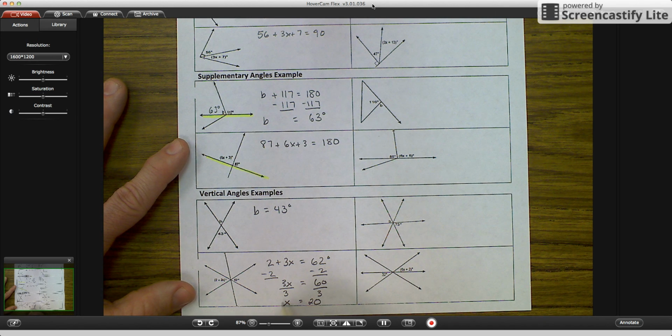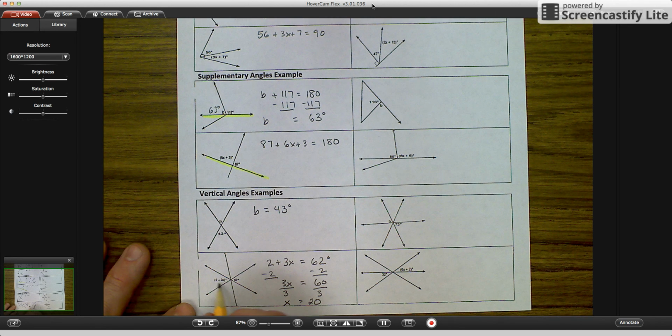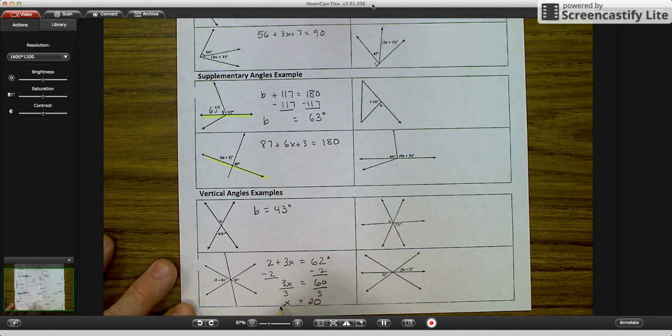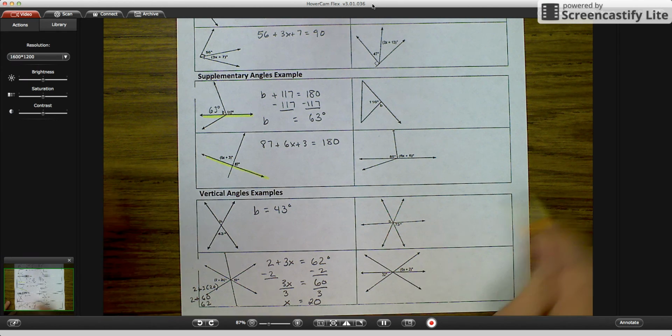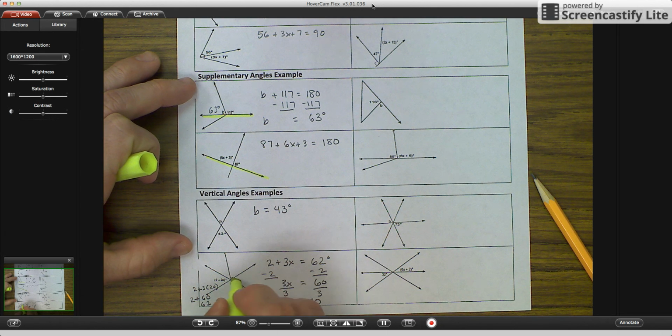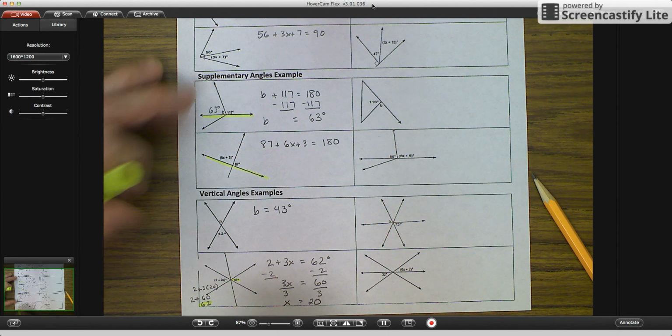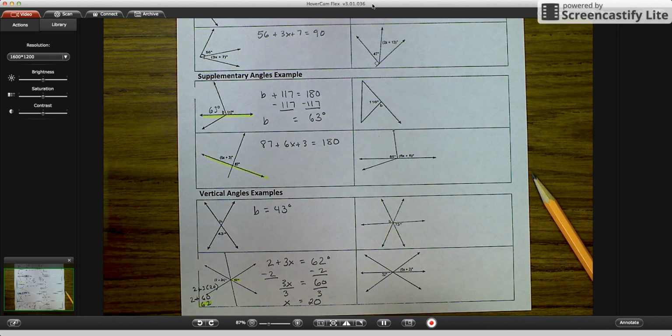Now, with our x equal to 20, we need to take this and plug it back in to the original expression. And if x equals 20, it would be 2 plus 3 times 20. 3 times 20 was 60, and 2 plus 60 is 62. And 62 degrees over here should be the exact same thing as 62 degrees over there. And that's how you know that they are vertical, because they are congruent.